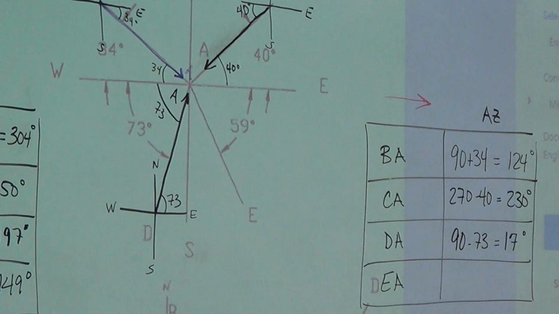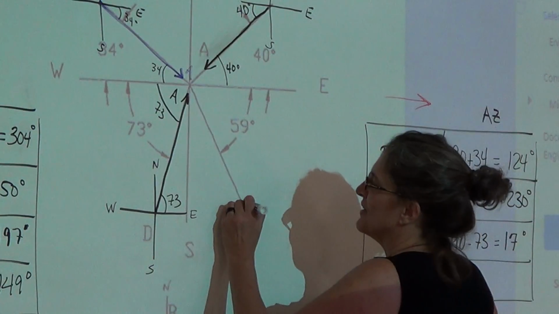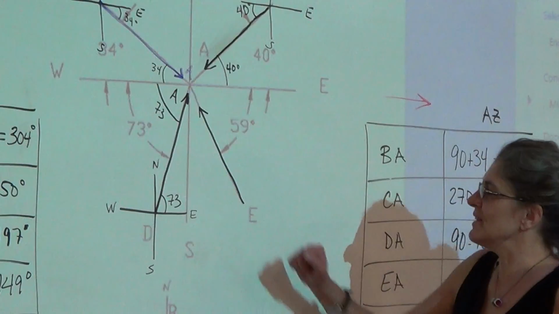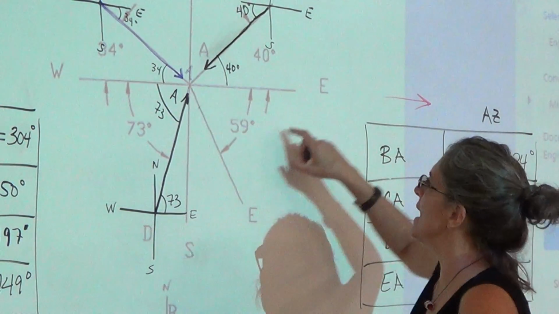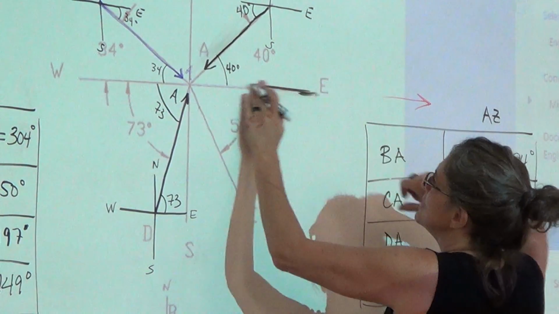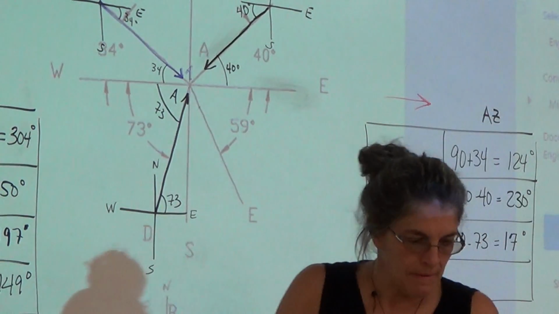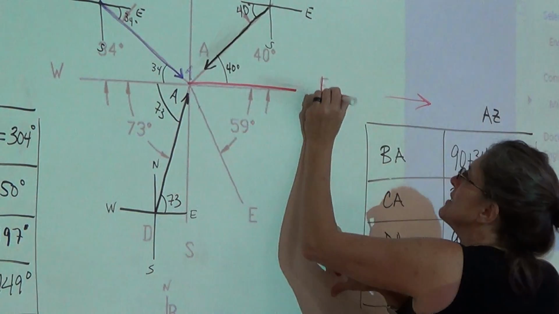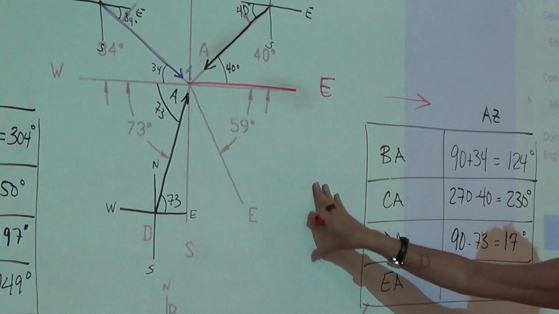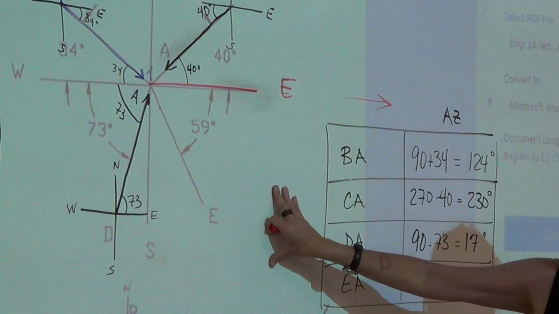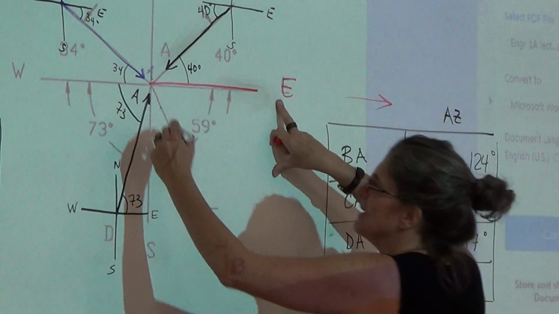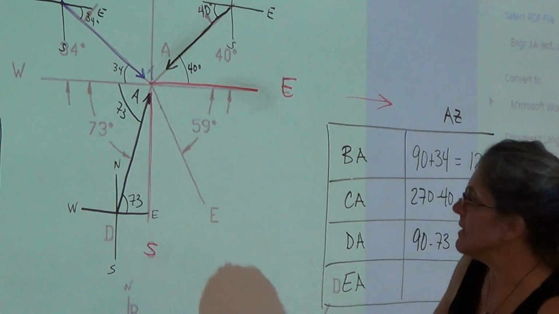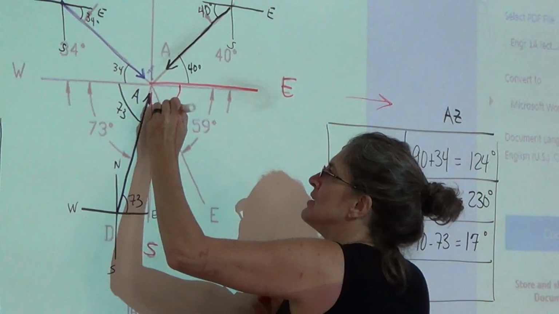Okay, Ty, how about the last one? We're going. Okay, so here, let's do, we know right now, here's my east line, right? Well, let's do it in a different color. Here's my east line, right? Here's my south line, right? Okay. This is 59 right here, right?